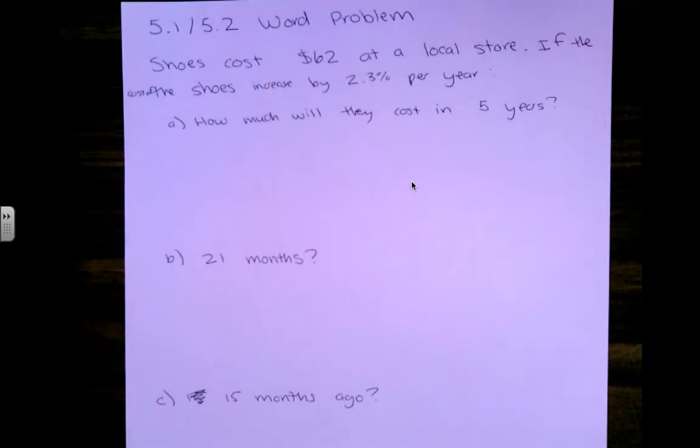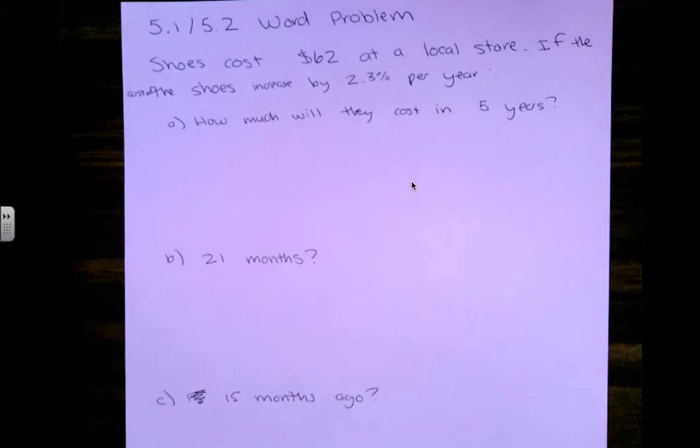Right now we're going to take a look at a word problem from section 5.2 relating to exponents. Shoes cost $62 at a local store. If the cost of the shoes increased by 2.3% per year, we want to find the price for the following three: how much they'll cost in 5 years, how much they'll cost in 21 months, and how much they cost 15 months ago.